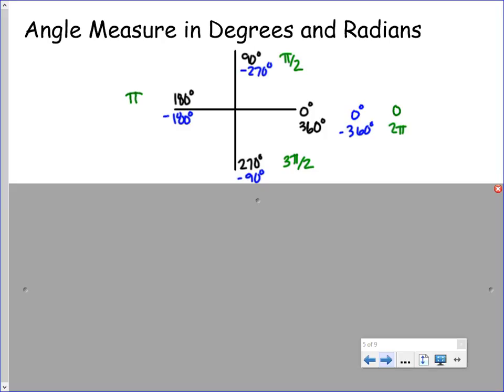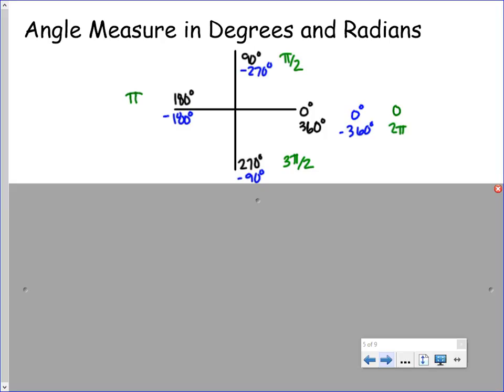I kind of ignore the pi, and I think about 0 to 1/2, 1/2 to 1, 1 to 1.5, 1.5 to 2. Where does the fraction or decimal or whatever I'm working with in my angle measure fit in? And then I can decide which quadrant it belongs in.